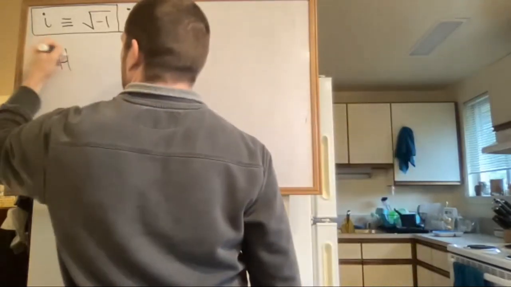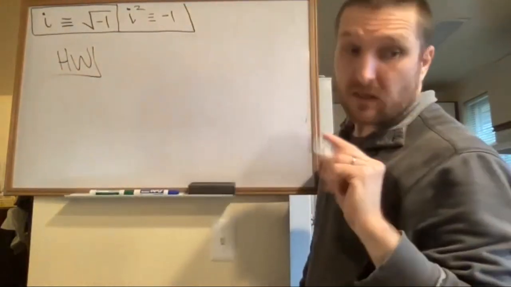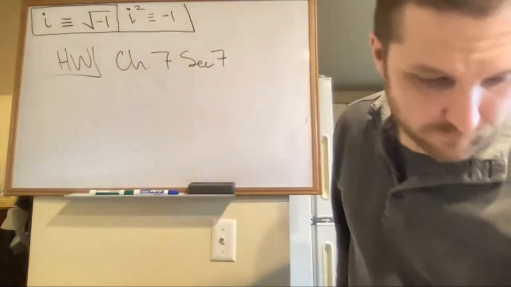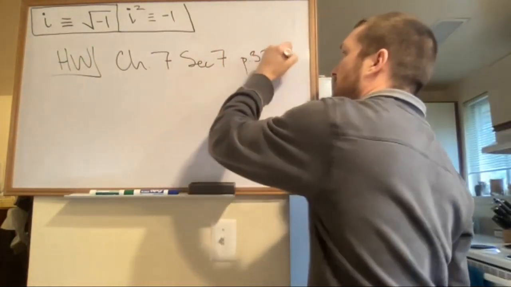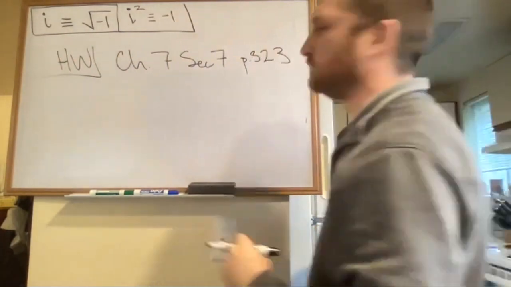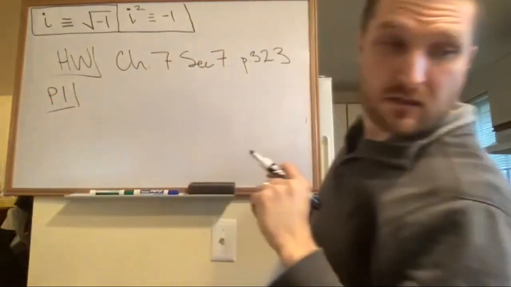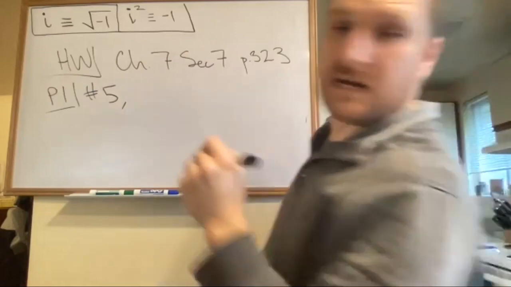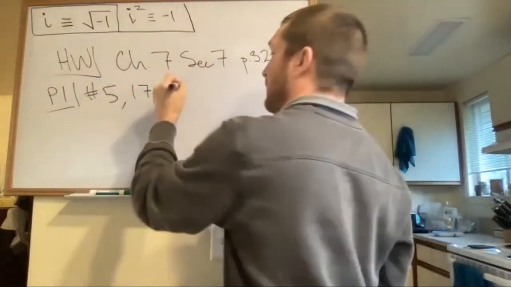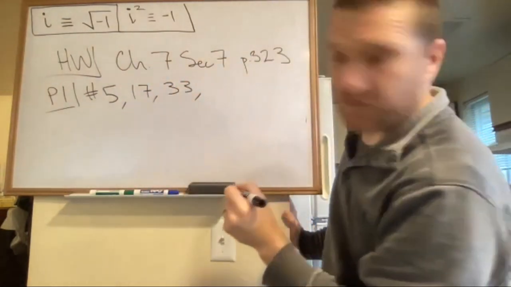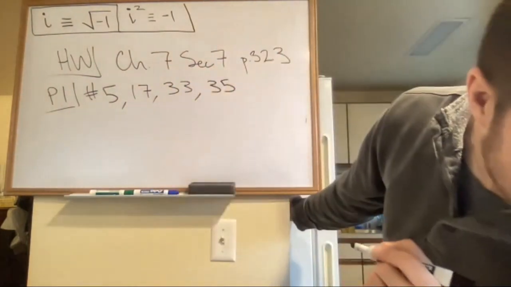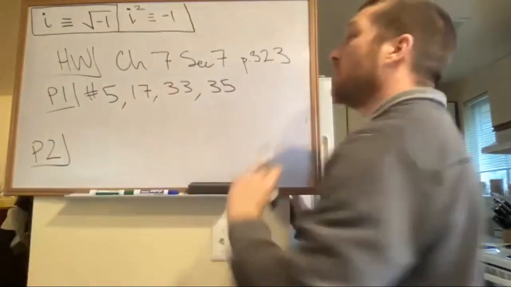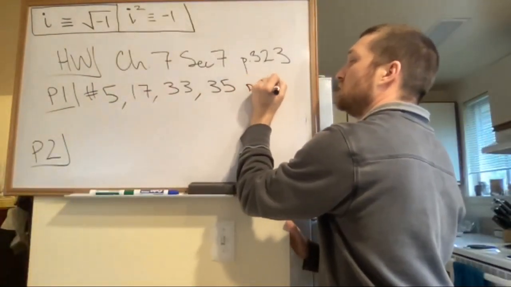Okay, so homework. Oh yeah, we're only doing section 7. Okay, so that makes it easy. Chapter 7, section 7. And this is all from page 323, I believe. Yep, 323. And so, part 1: number 5, 17, 33, and 35. Okay, so part two. Oh, part one is due Tuesday at 8.